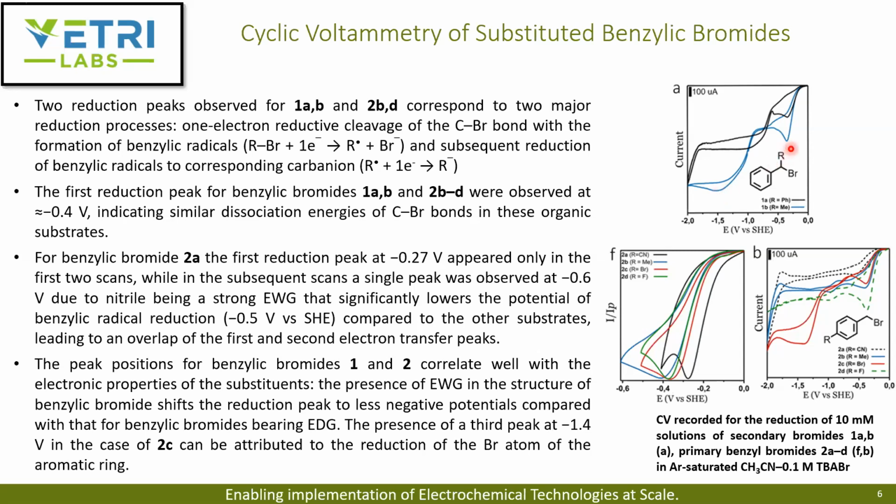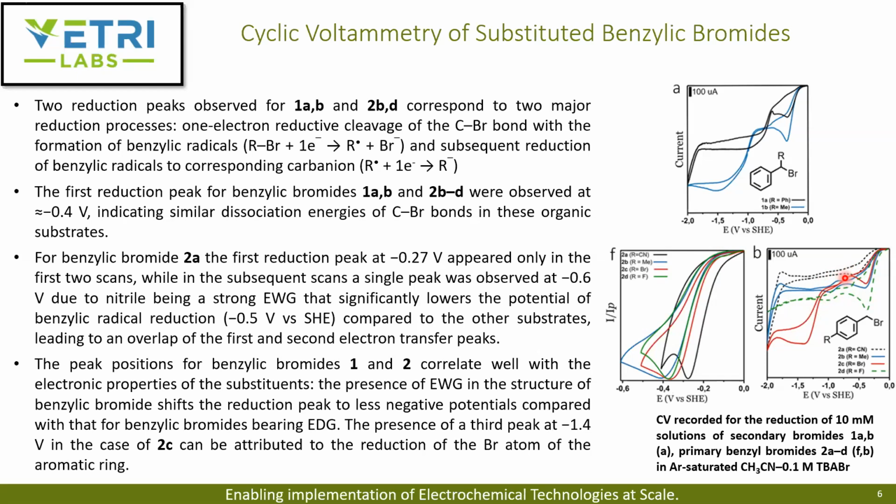The first reduction peak of these benzylic bromides was observed at about minus 0.4 volt for both of these, indicating that they have similar dissociation energies for this carbon-bromine bond. Whereas here you have a nitrile group, a methyl group, or a bromine and a fluorine group. For the benzylic bromide with the nitrile group, the reduction peak at minus 0.27 volt appears only in the first two scans. If you look at their scan, this is the sixth scan, I believe, the dotted lines for the one with the nitrile group.